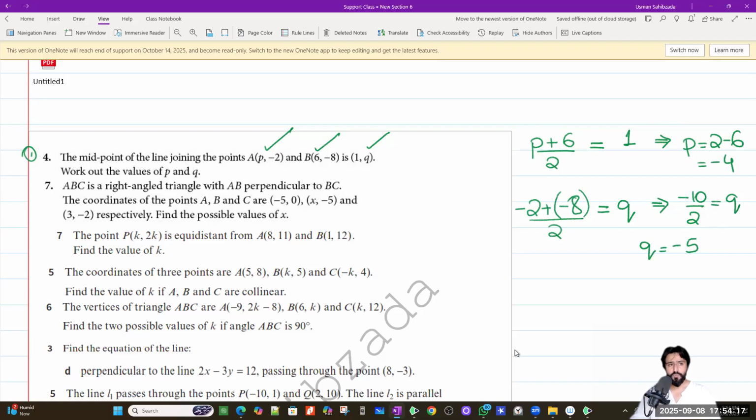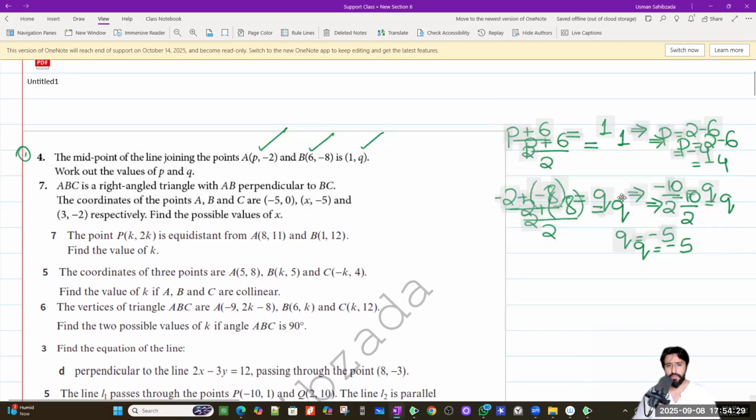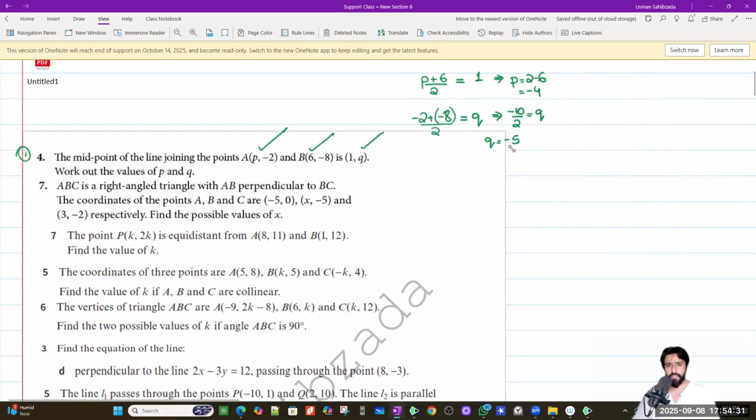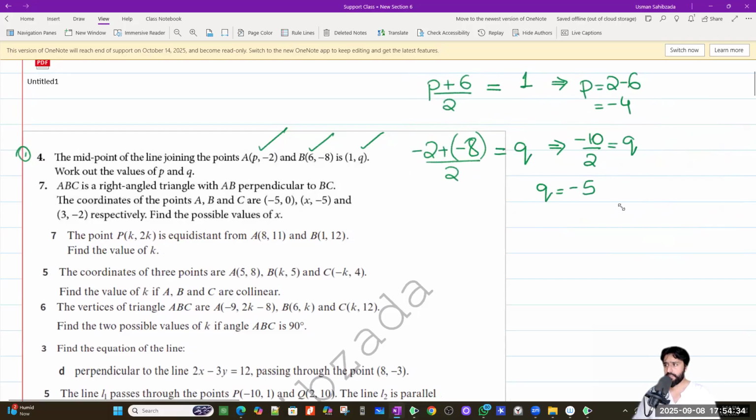ठीक हो गया? So we ended up getting P की value as negative 4, Q की value as negative 5. This one wasn't that bad. ठीक है? I can hide this, maybe? Do you guys need it? I don't think anybody needs it. Then the second one, 7.